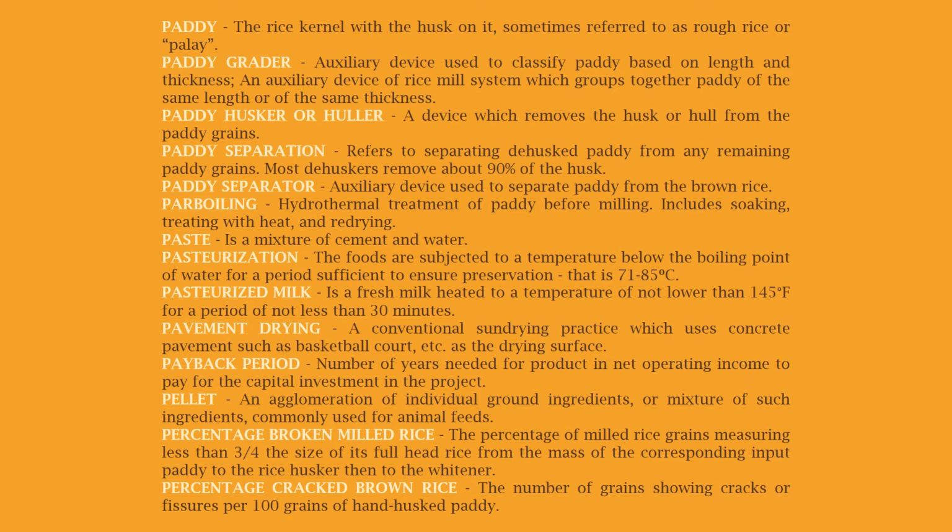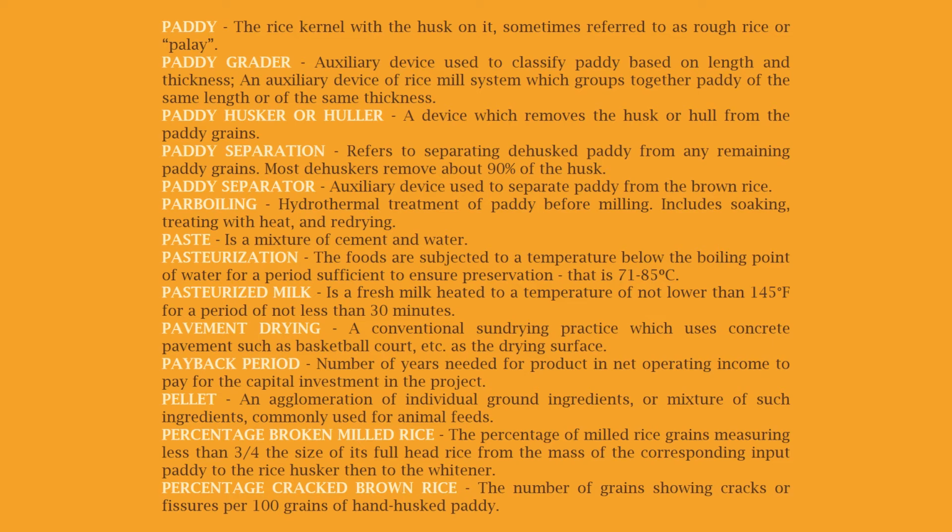Pavement drying. A conventional sun-drying practice which uses concrete pavements such as basketball court, etc., as the drying surface. Payback period. Number of years needed for product and net operating income to pay for the capital investment in the project. Pellet. An agglomeration of individual ground ingredients, or mixture of such ingredients. Commonly used for animal feeds.